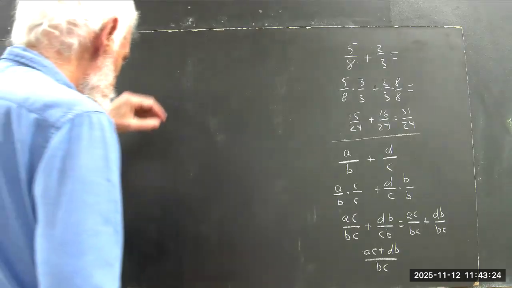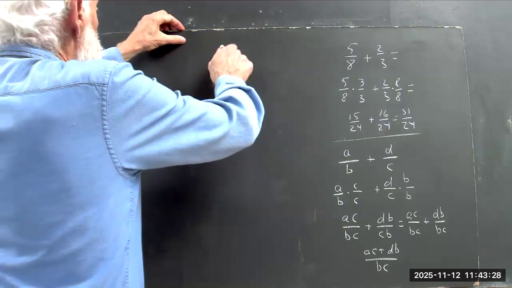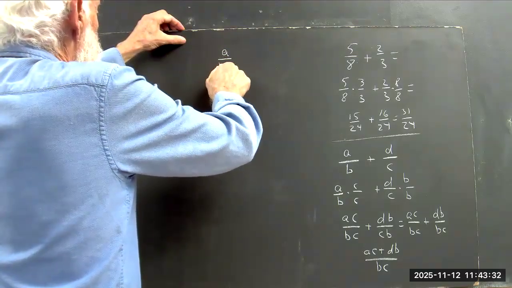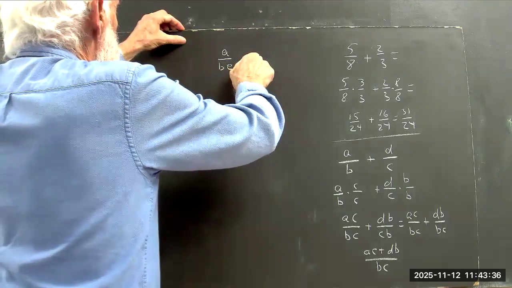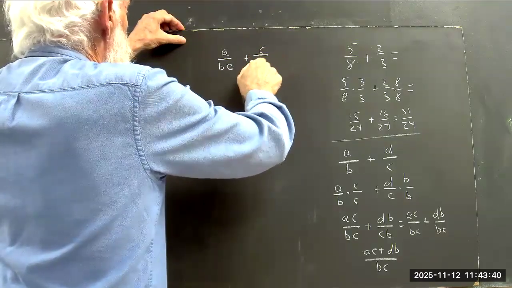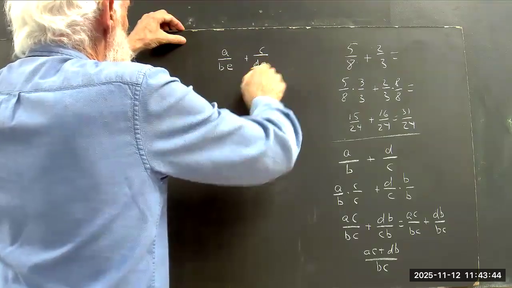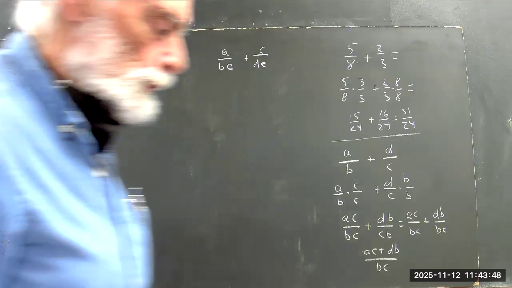Okay, so I'm going to have a little more fun. Okay, we're going to do A over BE plus C over DE. Let's see what we can do with that.